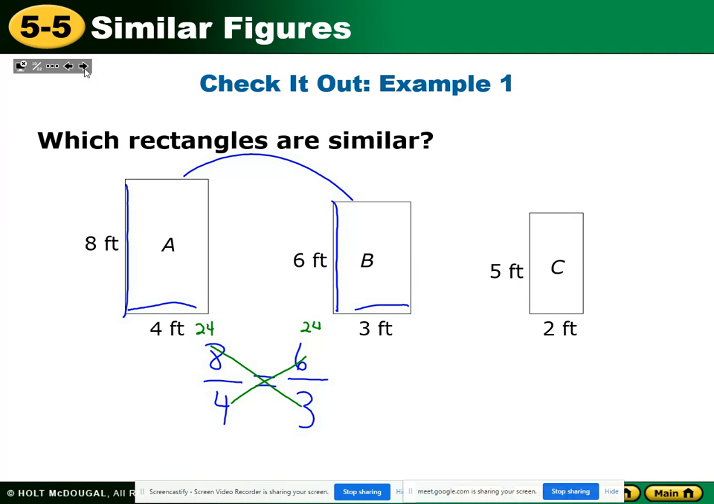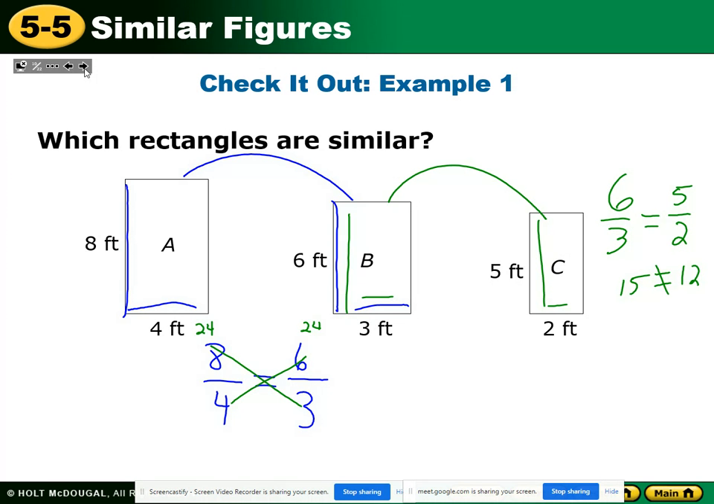All right, Natalie, can you help me set up for B and C? Can you help me set up the ratio? 6 over 3 equals 5 over 2. Okay, so length side. Hey, that's good. Width side. Hey, that's good. 12, 15, do they equal? No. So it looks like we're doing A and B is equaling, right? But what's the last comparison we could make on here, just to double check?